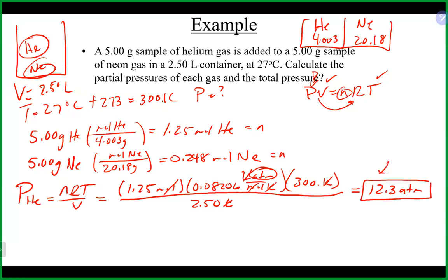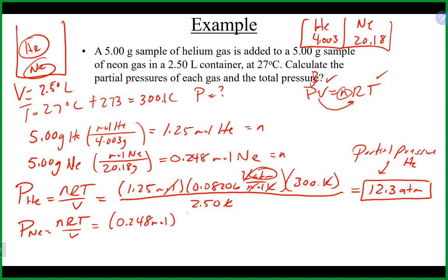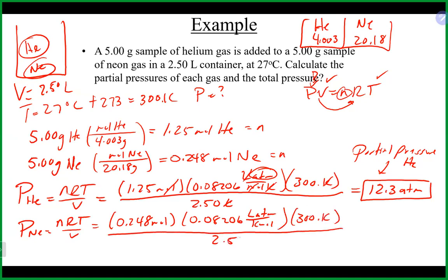This would be what is referred to as the partial pressure of helium in this case. Any questions on that calculation? So we're just going to do pretty much the same calculation for neon, except obviously we're going to use the moles for neon in this case. So for our neon, it's going to be nRT over V. And really the only thing changing here is using the moles of neon. Everything else is going to be the same since they're in the same container, all divided by 2.5 liters.